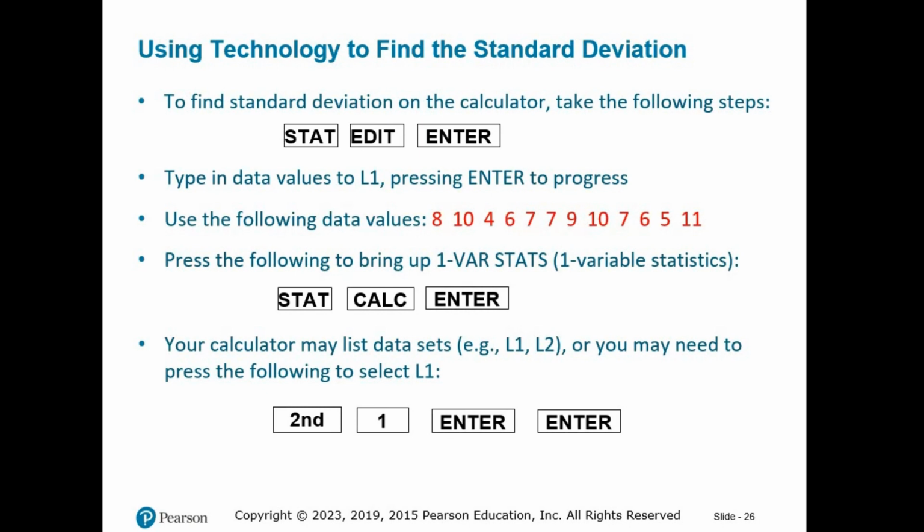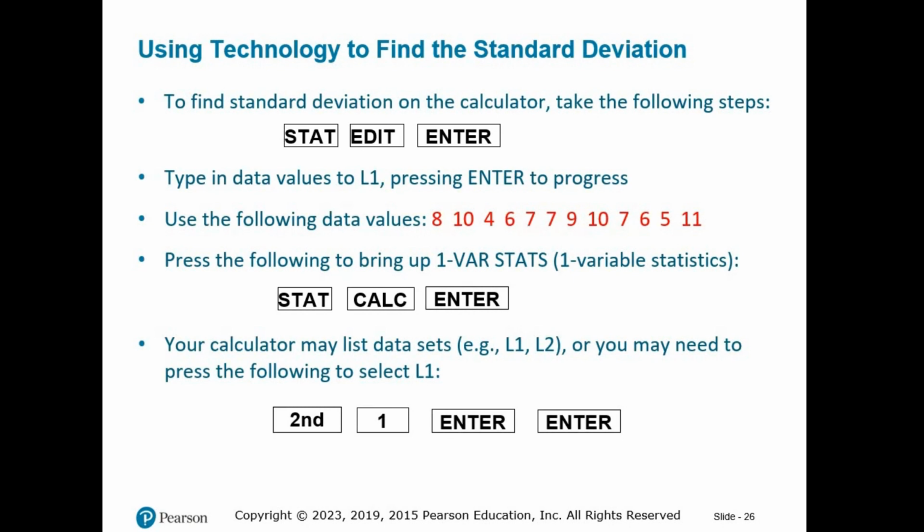Next, we need to bring up the menu for one variable statistics, so you want to press Stat, then arrow over to Calc, then press Enter. At this point, your calculator may give you different options to select L1 as your list. You may have to arrow down to select it, or it may default to say L1, or you may need to press second, then 1, the number 1. After you've told the calculator you want it to use L1, or list 1, you press Enter as many times as it takes to get it to calculate.